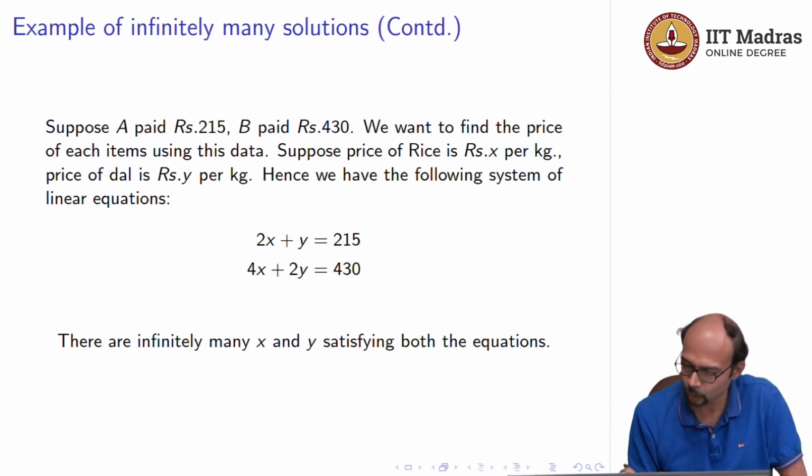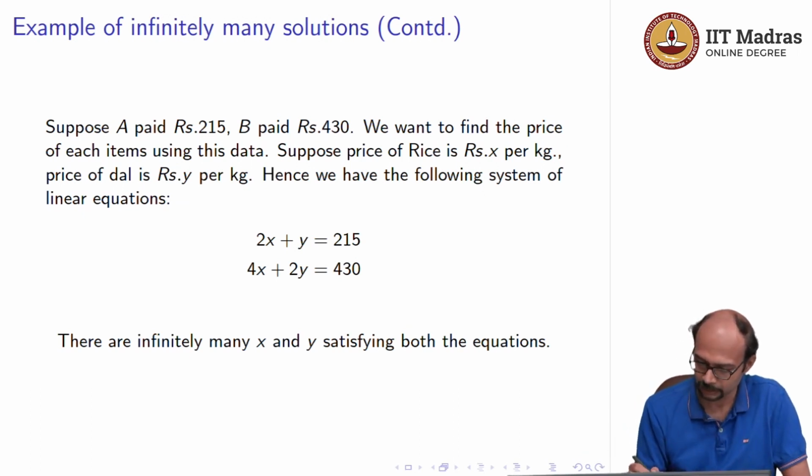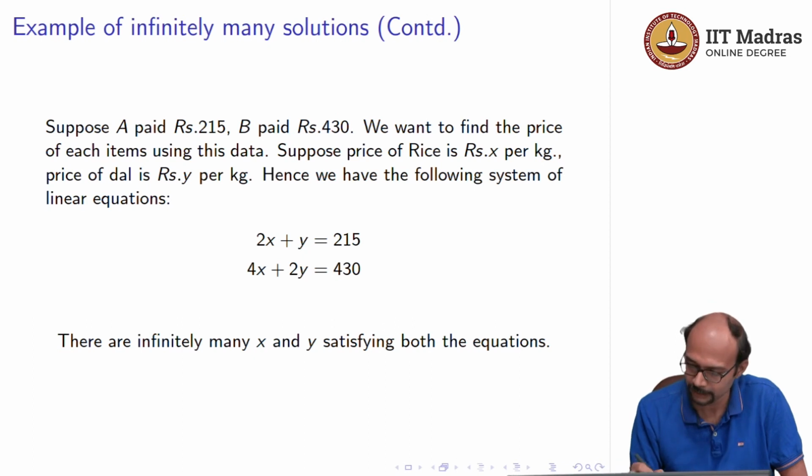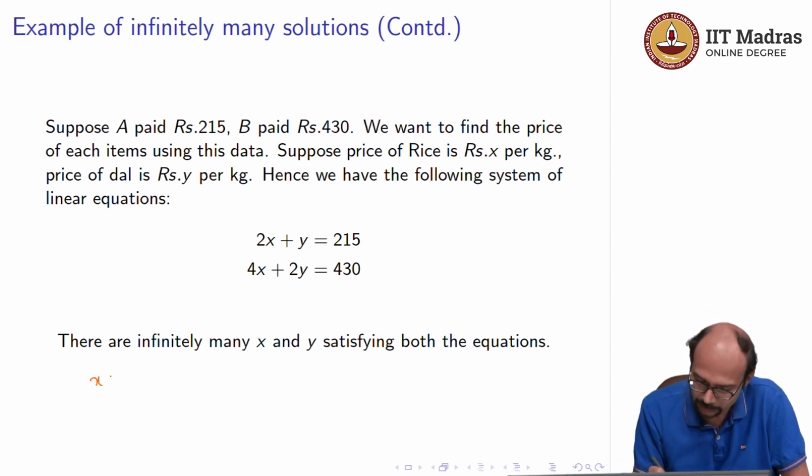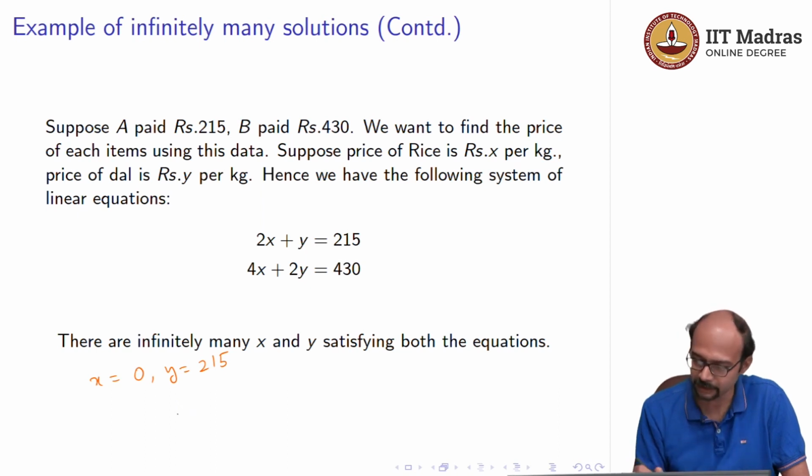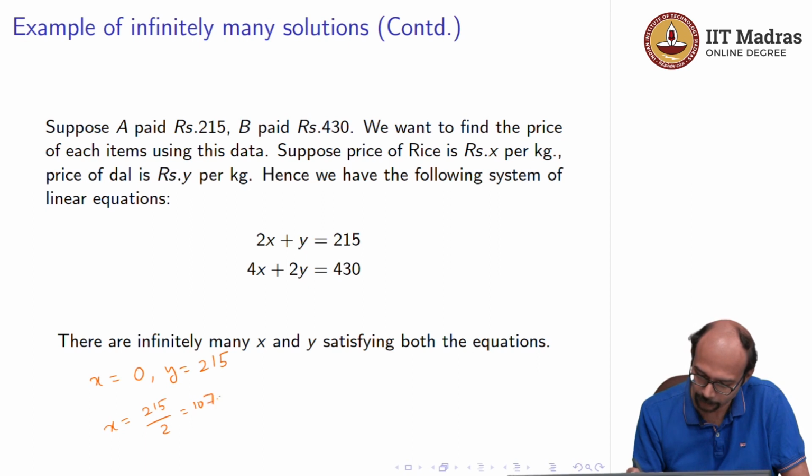Let me give you one example. Let me at least show you two solutions, and you can find as many more as you want. One solution is you take x is 0 and y is 215. That's one solution. Check that indeed this works. Another solution is x is 215 by 2, so that's 107.5, and y is 0.